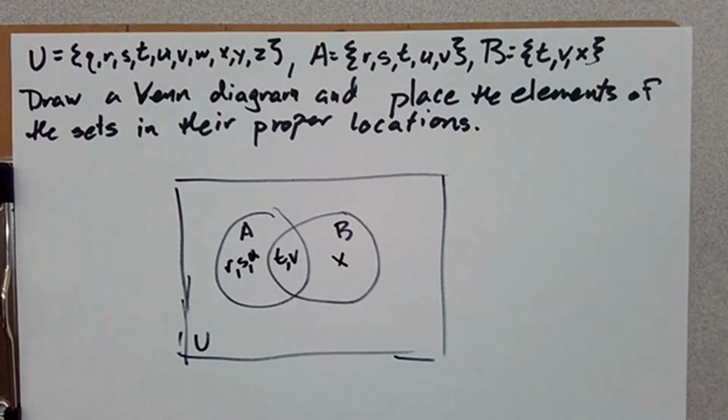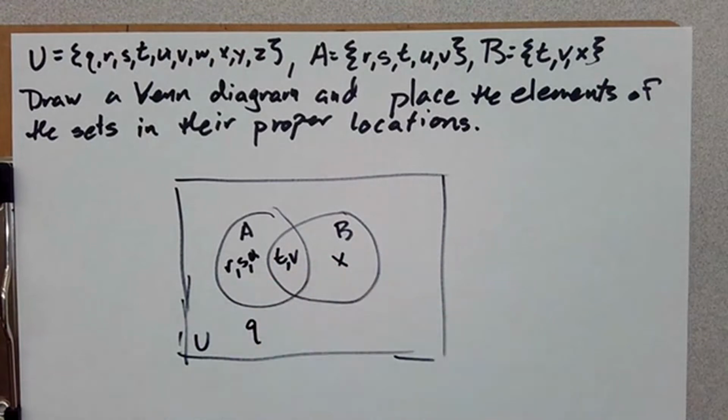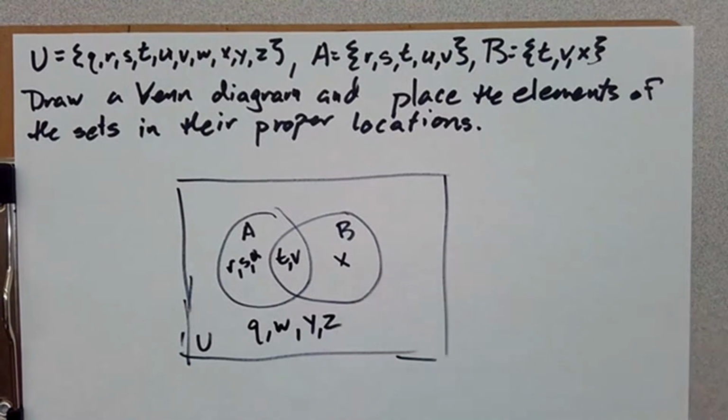Finally, we go back to the original set and look for the stuff that's not in either of them. So Q is in the universal set, but not in A or B. R, S, T we've accounted for, U, V we've accounted for, W, Y, and Z are in the universal set, but not in A or B.